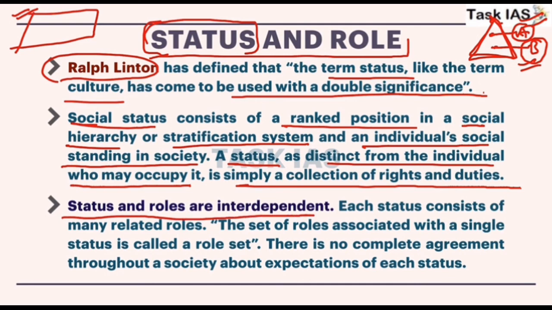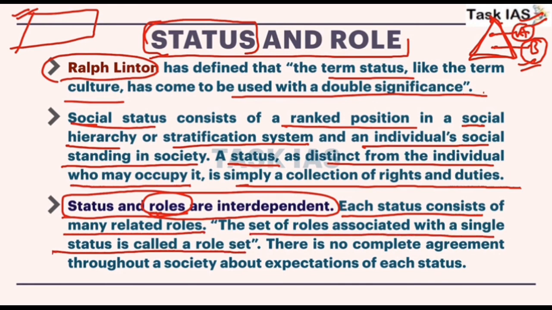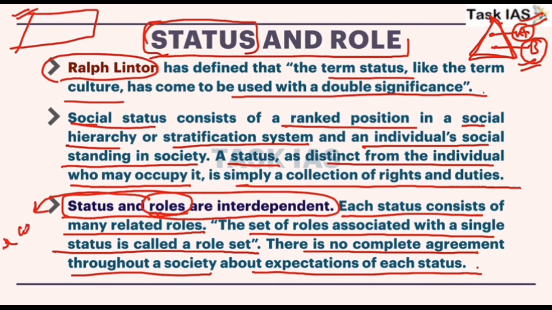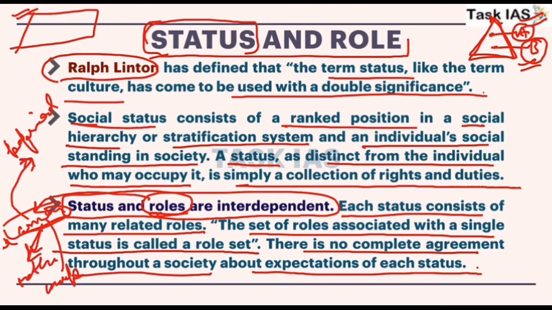So these are some kinds of status and its characteristics. Now, status and roles are interdependent. Role, you can consider, is what kind of role is expected from an individual. For example, a status consists of many related roles. The set of roles associated with a single status is called a role set. There is no complete agreement throughout a society about the expectations of each status. Now you can consider a woman who has the role of a mother in the household and the role of a professional in an organization. So she has a status, that is woman or a wife in a home, but she has the role of a mother, the role of a wife, and the role of a professional in an organization.